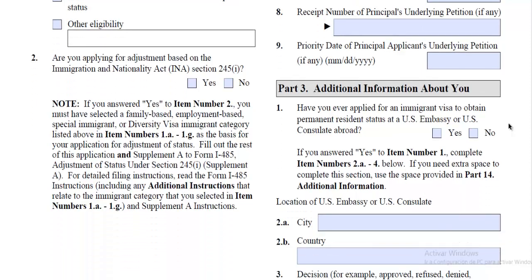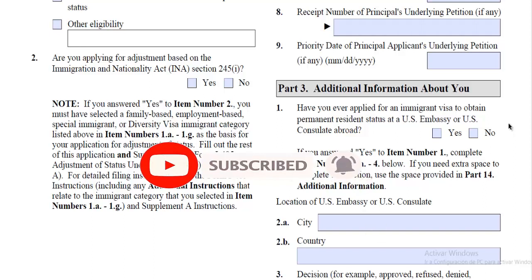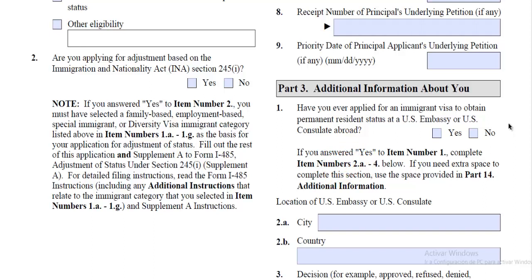Scroll down. In part 3, additional information about you. Most of this part should be self-explanatory. If you have applied for an immigrant visa for permanent residence at a U.S. consulate overseas at any time in the past, check yes. In question 1, you then need to say when you applied and what happened. The decision is either approved, denied, refused, or withdrawn by you. There's no need to explain why the decision was made. Next is address history. This means supplying information for the background check.